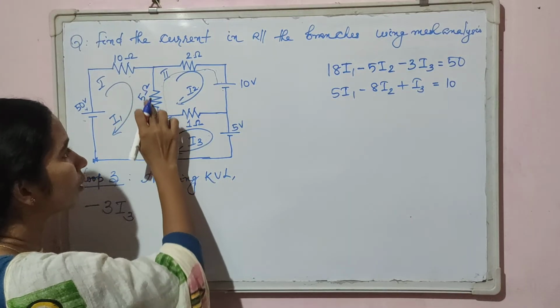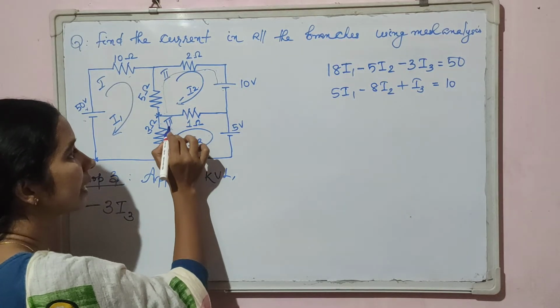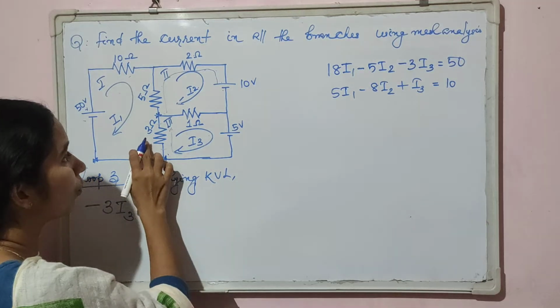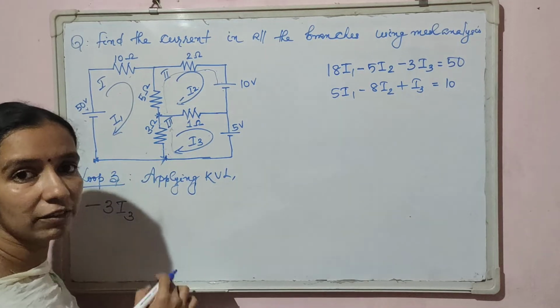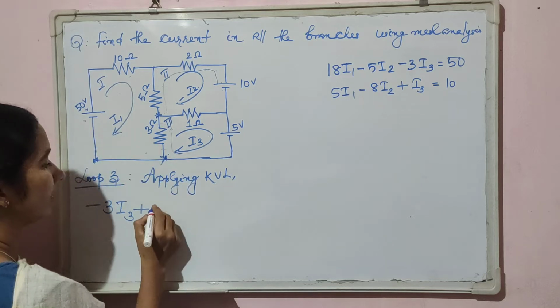So I1 will also flow through this 3 ohm resistor, and I am proceeding in this direction. I1 is flowing in the opposite direction. So the drop on the 3 ohm resistor due to I1 will be positive. So plus 3 into I1.